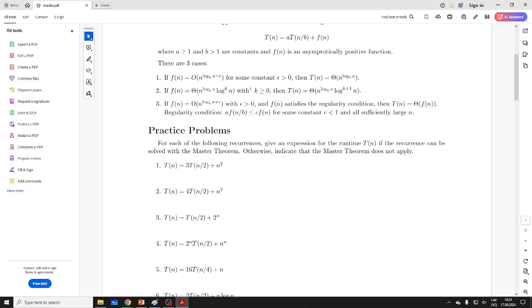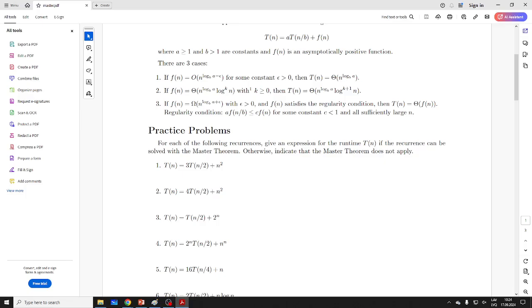So how about the fifth one? What do you think? Which case? So what's a? 16. Okay, very good. Case 1 likely. Case 1, very good, excellent. You guys are already ready for the midterm. So, case 1. So a is 16, b is 4. So log base 4 of 16 is how much? 2, very good. So that means n to the 2.